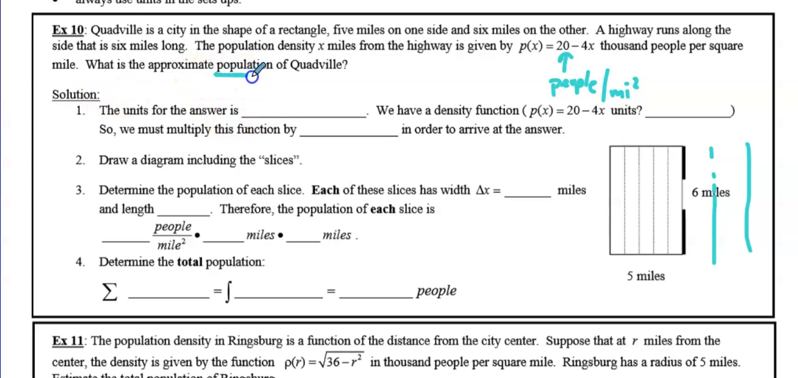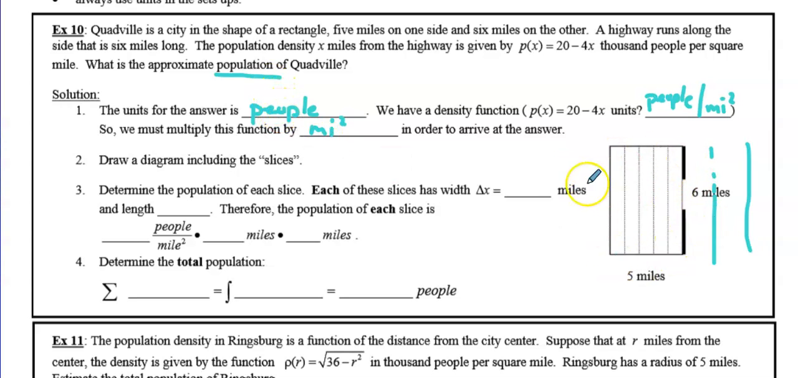So we want a population, so our answer is going to be people. We want our unit to be people. Our density function, we've already said, is in people per square mile. So that's going to be what our units are. We need to multiply our density function times miles squared in order to get back to people. People per mile squared times mile squared gives us back our people.